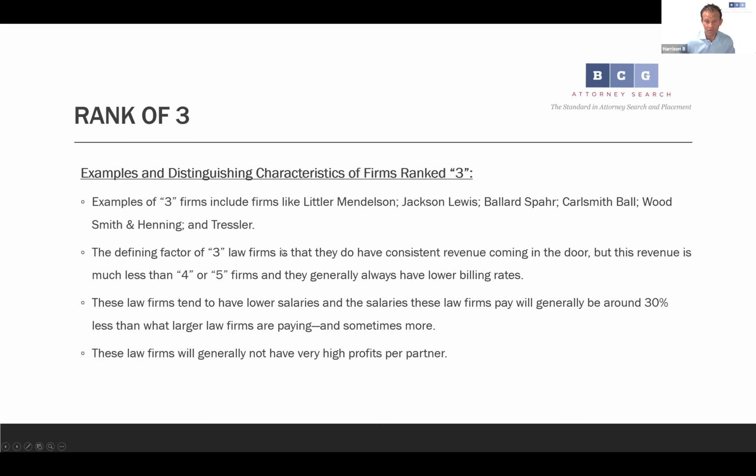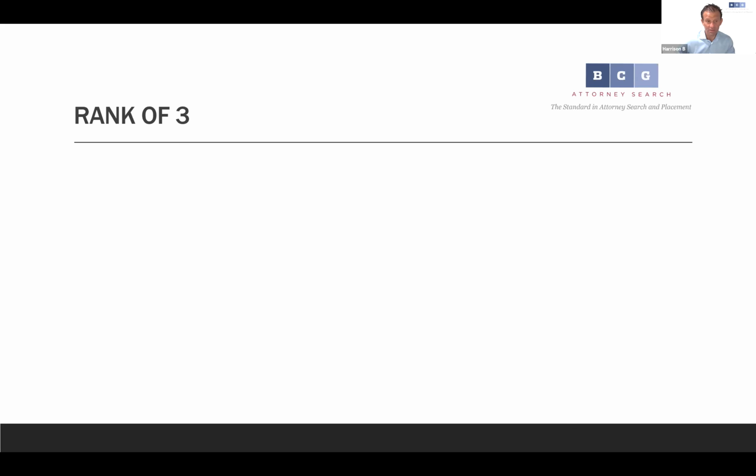So they have lower billing rates, but at the same time, the revenue is going to be less than the 4 or 5 firms. And they typically do not pay as much as the 4 firms. The salaries may be about 30% less than what the larger ones are paying. Sometimes it'll be even less than that. And the profits per partner are often not that astronomical. They're not the things where your eyes blow out of your head because they're millions of dollars. They're just good profits.